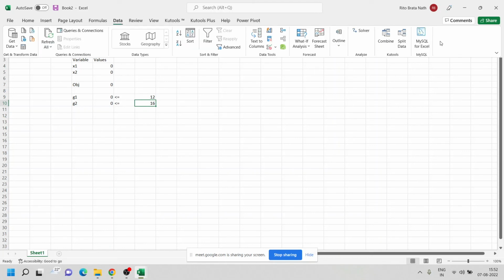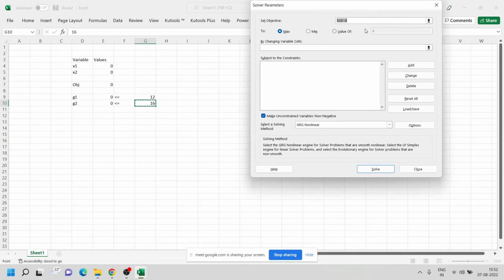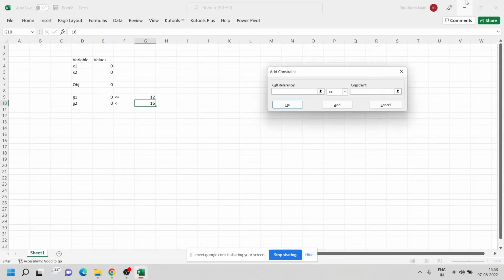Then you go to data and then to the solver, and you have to give the objective function cell. Your objective function cell is this one, and you are solving a maximization problem, so you'll keep it this way. You have to select your variable cells, so I have selected it. Next, you have to add constraint. You'll click on add. This is your cell reference, this is your less than equals to, and your right hand side must come here. You add it, and then the next.